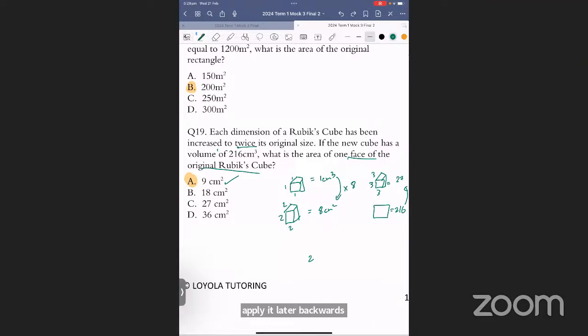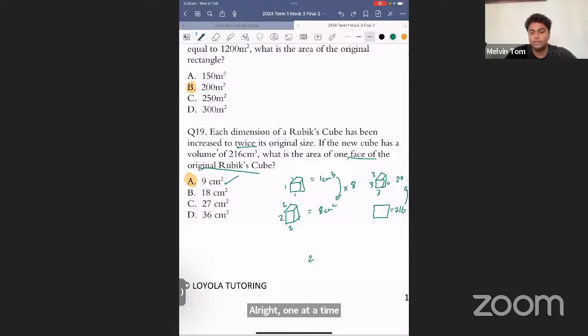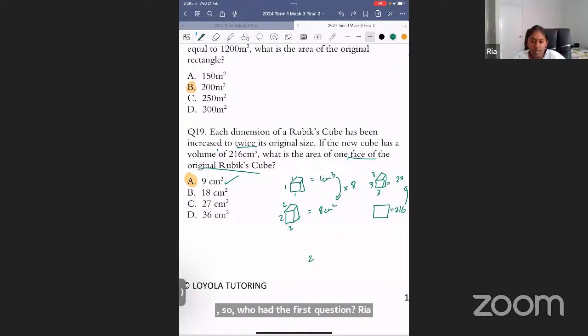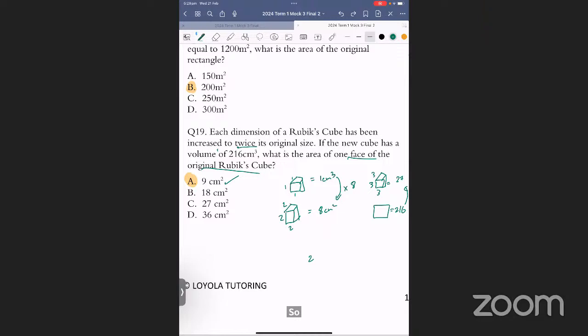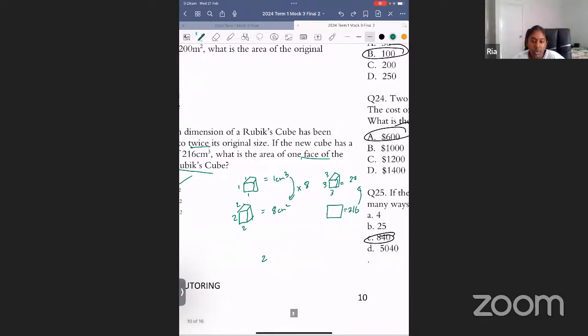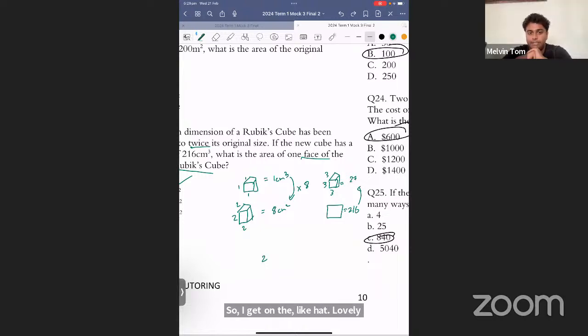All right, one at a time. So who had the first question? Ria? So how did the 8 get on the, why do we times it by 8? Take a look at the image and see if you can figure it out. While you take a look at that, I'll take the next question, which is Mustafa.